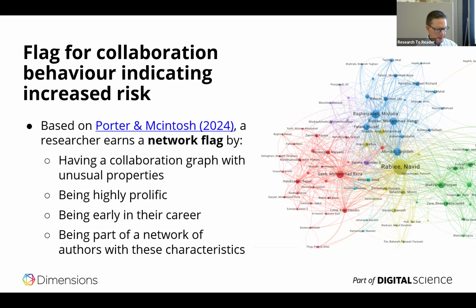It looks at things like having a weird collaboration graph with unusual properties, like authoring with one author only once in their career and then never again, or being a highly prolific author in a given period of time, or being very prolific early in their career, or even being in an author network with other authors like that, even though they don't fit those exact dynamics. So we took this particular algorithm, developed it, and ran it across all 150 million publication records that are the underpinning of Dimensions Author Check to try and identify which authors should have a flag for suspicious activity around their collaboration network.